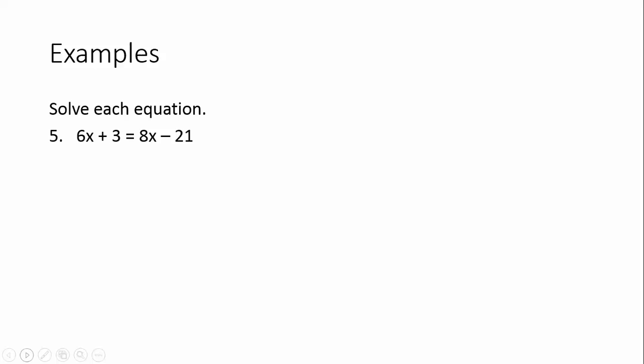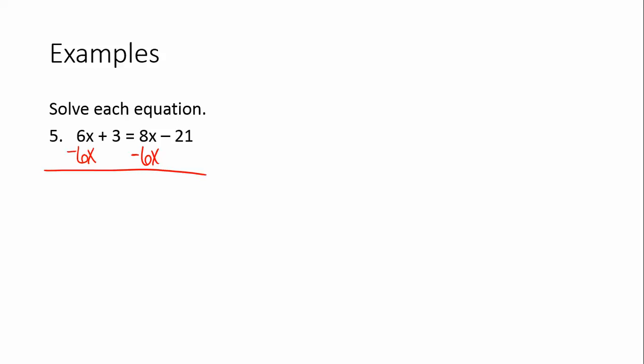Number 5 is 6x plus 3 equals 8x minus 21. So again, we have 6x and 8x. And in the notes slide about the steps, or the rules, I mentioned that we want to keep or move the smaller variable. 6 is smaller than 8, so I like to subtract the 6 to the other side.